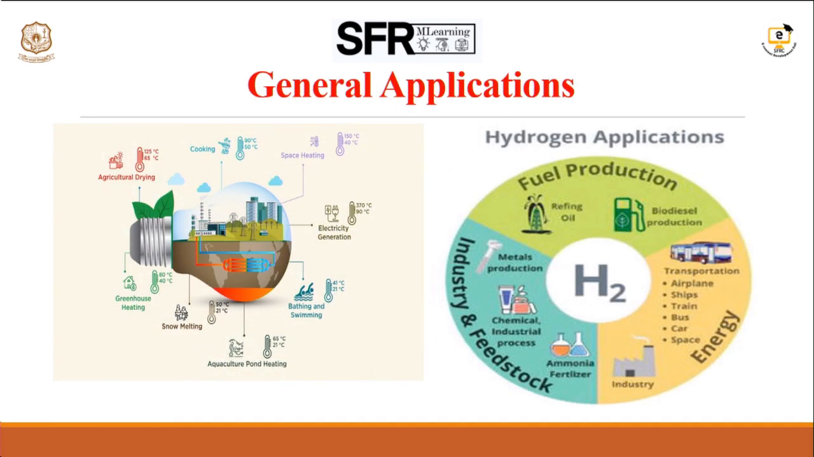Then finally, general applications of the two forms of energy. First one is geothermal energy. It can be used in a variety of processes, as shown in the diagram. Then the second one is hydrogen. It can also be used in a variety of fuel production, industry and feedstock, energy, and also in industry and petroleum products, etc.